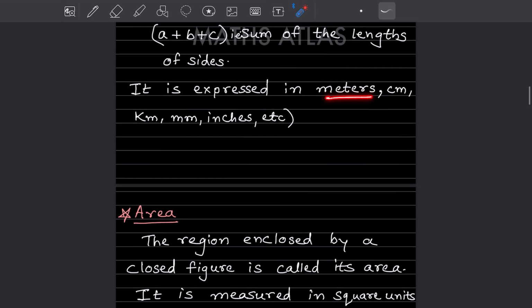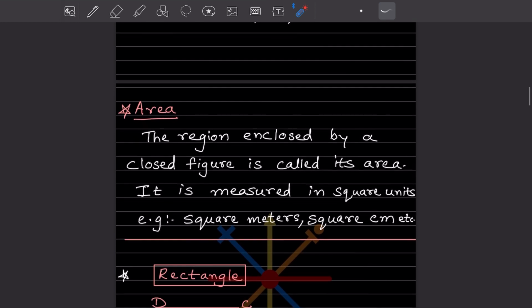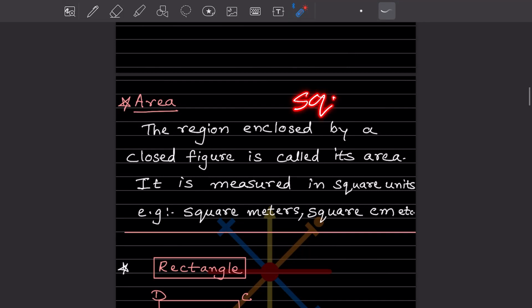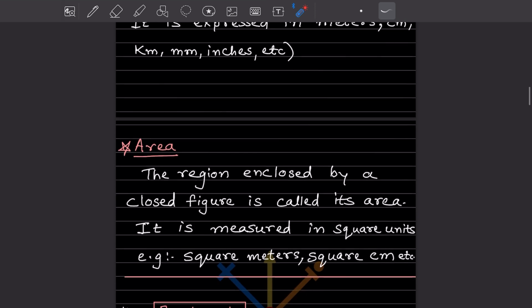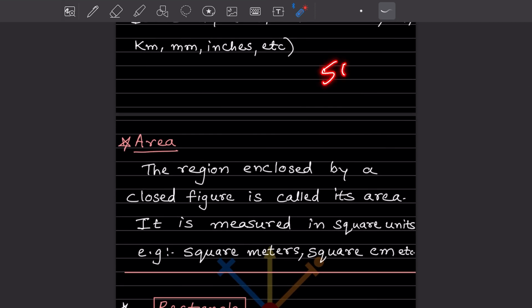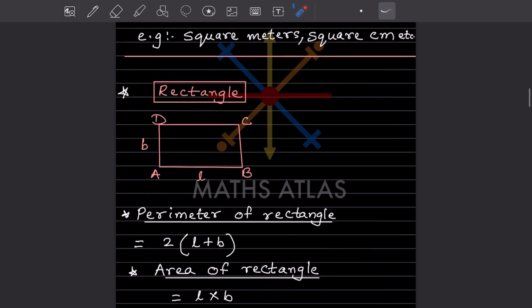This is just a plain meter, centimeter, and this is in square. So you have to write it like this, square. And when you write the perimeter, you just write centimeter or meter. This is the unit. So if it is 5, you will write 5 centimeter or meter. Here, if it is 5, you will write either square centimeter or meter, or you can also write 5 centimeter square. Both are the same.